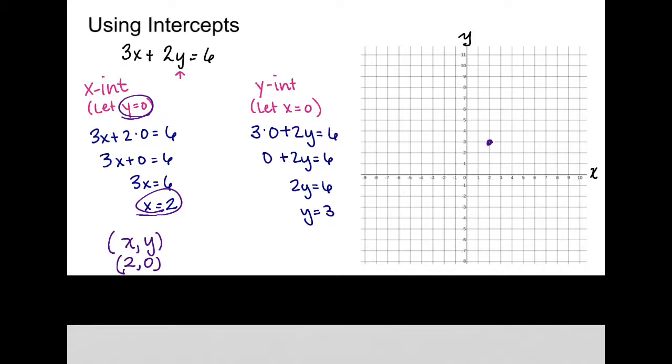And that falls here. And then you let x equal 0 when you found y equals 3. So again, (x, y) is (0, 3). And now you have 2 points, which is enough for us to be able to draw a line. And, you know, it's a good idea to make the line go further than the points and to put arrows at the end.